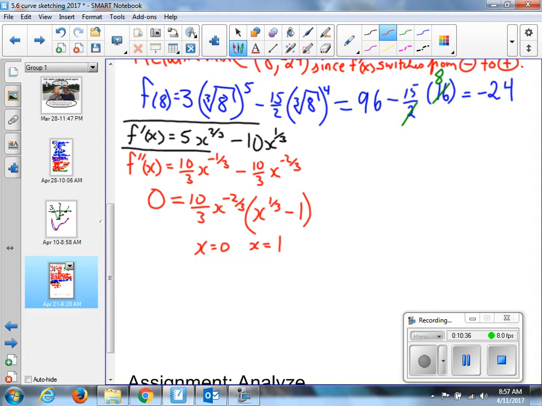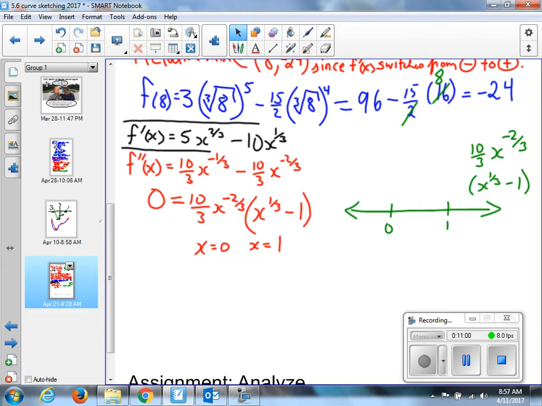We'll see if these are inflection points by doing some sign analysis. So we know the trick. Zeros and ones. I've got 10/3 x to the negative 2/3 times x to the 1/3, subtracting 1. Now let's be careful when we do this.